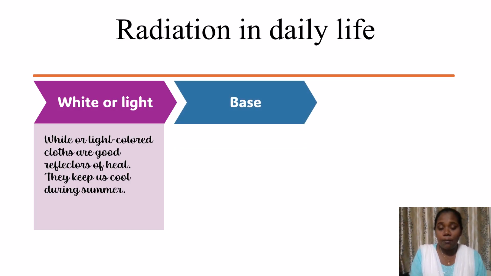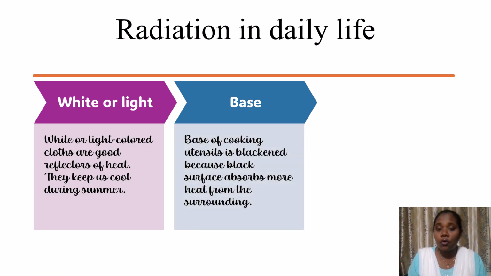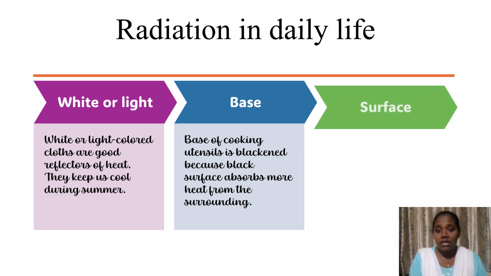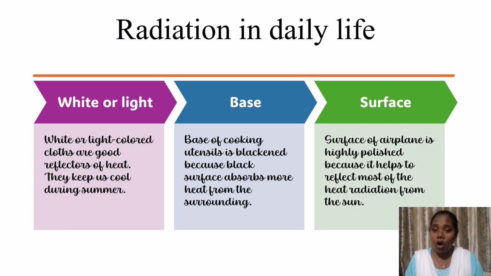Next, let's see the base. The base of a cooking utensil is blackened because the black surface absorbs more heat from the surroundings. Now let's see the surface. The surface of an airplane is highly polished because it helps to reflect most of the heat radiation from the sun.